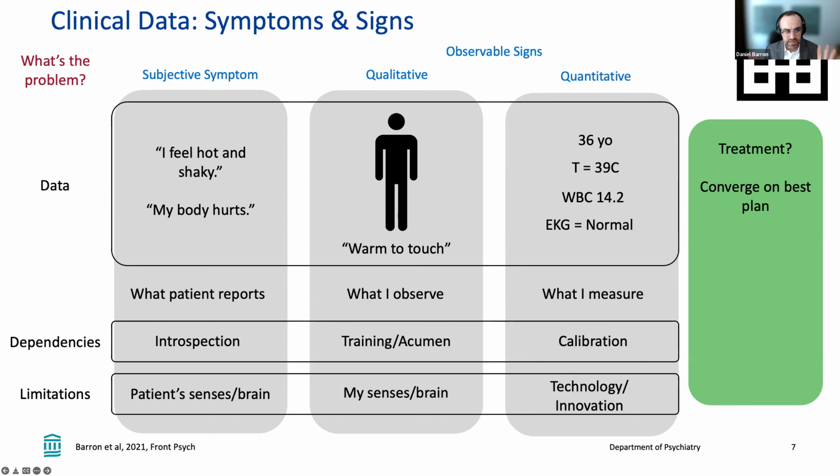And so again, the goal of all this data isn't just an academic exercise. The goal in a clinical interaction is to figure out how to best treat the patient, right? So what treatment are we going to give for someone who feels hot and shaky, is warm to the touch, and has a temperature and white count as described here? That's the goal.